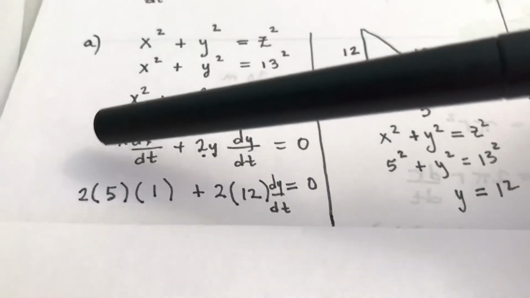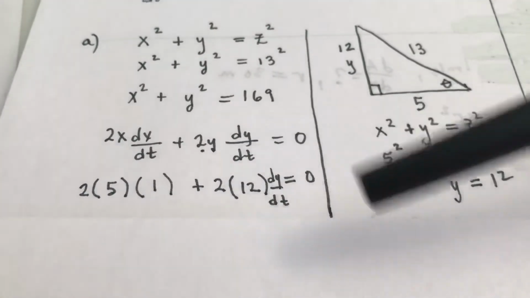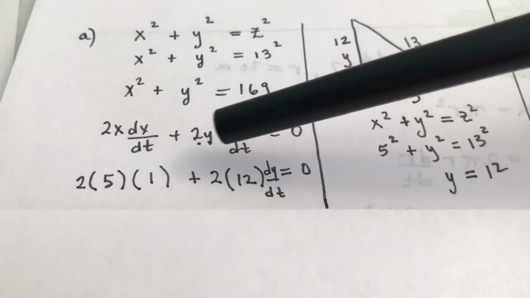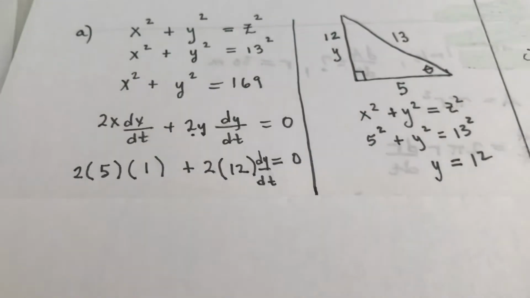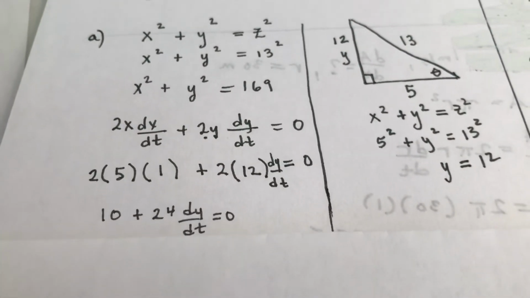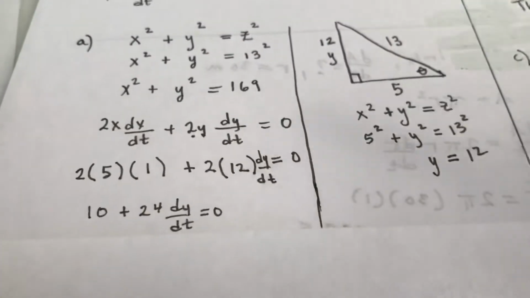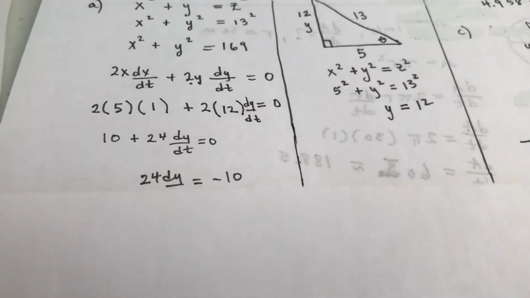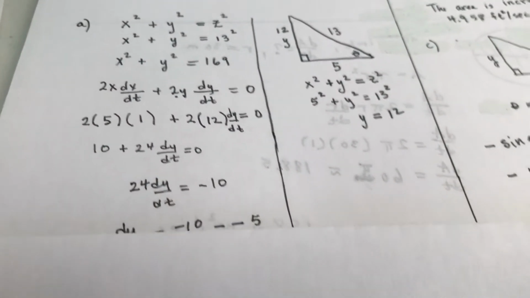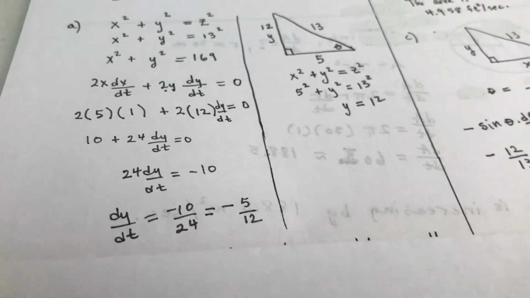So I was able to put in the 2, the 5, and the dx/dt was 1. Remember, it's moving at 1 foot per second. And then this is 2 times 12 times dy/dt. Now we have to solve for dy/dt, so I did 2 times 5 times 1 and got 10 plus 24 dy/dt. To solve for dy/dt, I subtract 10 from both sides and divide by 24, and that gives us negative 5 over 12.